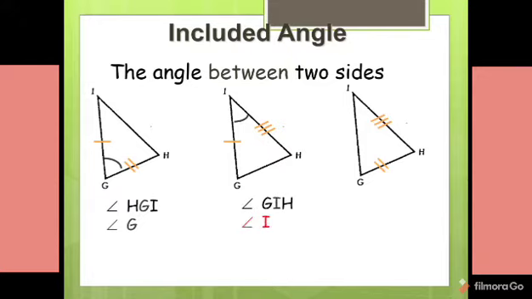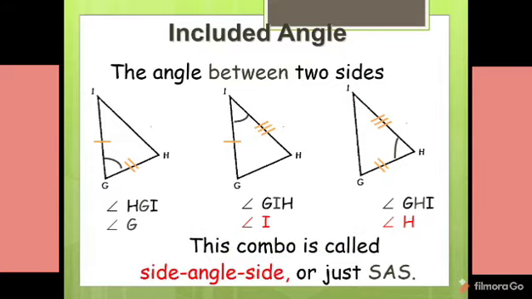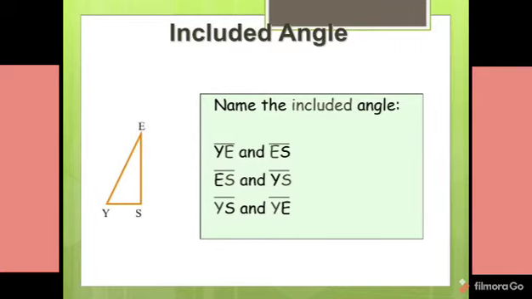Yes, that is angle GIH, or you could have angle I. And how about in the third illustration? Yes, that's correct. That's angle GHI, or you could have angle H. You could use 3 letters, or you can use 1, the vertex of the angle. And this combo is called side-angle-side, or just SAS, another kind of postulate.